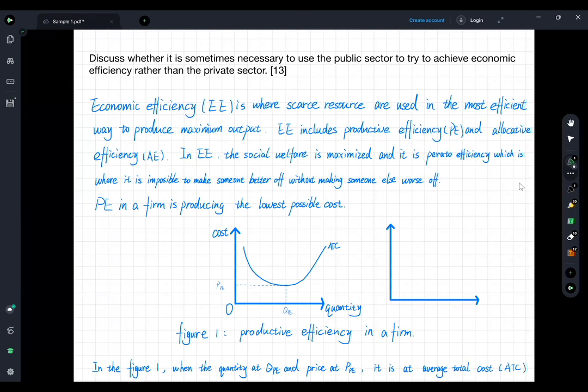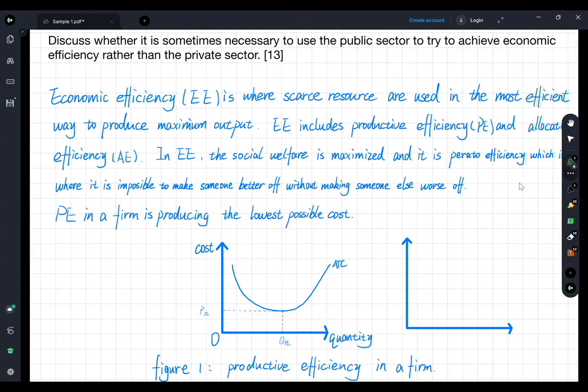So it starts with a definition, economic efficiency, and you have a very good practice because you have the full text version, and then you have the acronym. Later in the essay, the student just uses EE to avoid repeating himself or herself. So that's a good practice. Then: "is where scarce resources are used in the most efficient way to produce maximum output." It's just a tiny mistake, but no big deal.